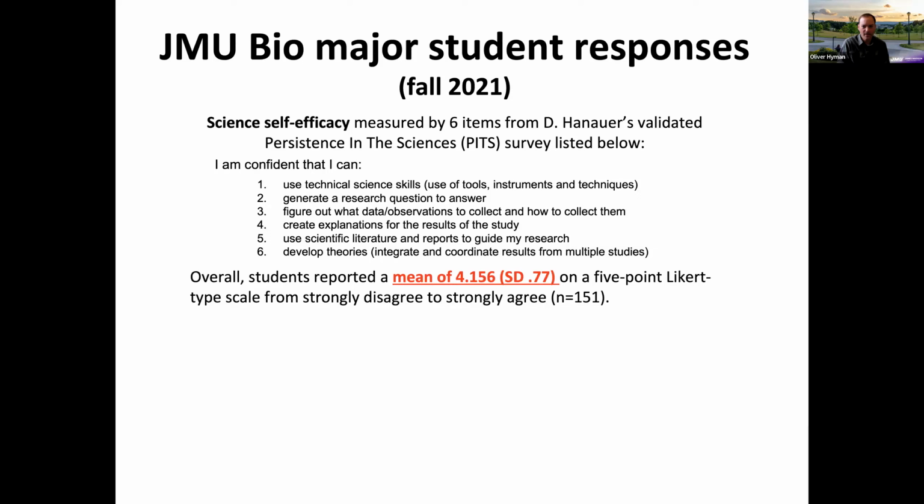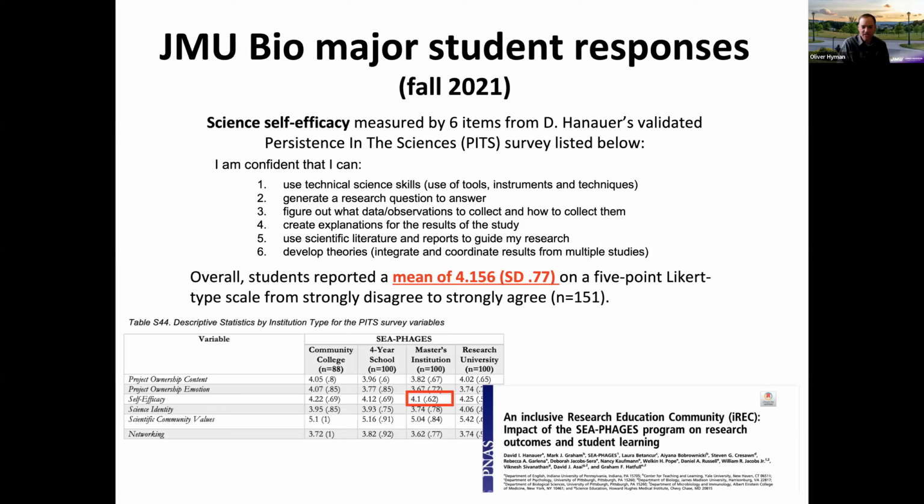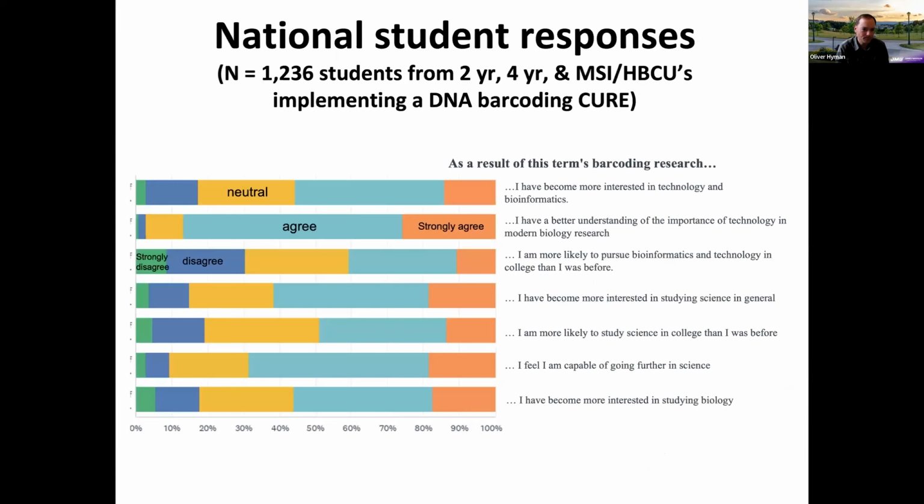But because this is a validated survey that other folks are using, we're able to at least compare these responses to those of others. And so this is the CPHAGE program, if you've ever heard of it before. That CPHAGE program has done these same surveys. And looking at a master's institution similar to JMU, their self-efficacy numbers are very similar to ours, with a value of 4.1. So we're on par with other well-established cures in terms of self-efficacy.